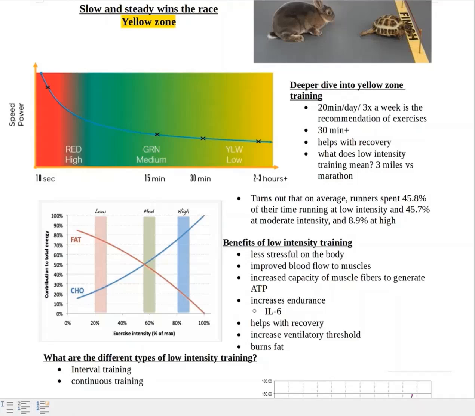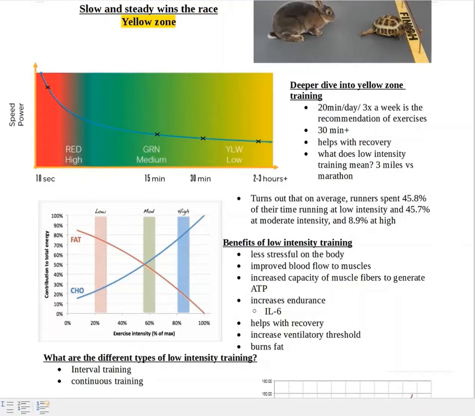Another benefit that we kind of fall into is that it helps our brain recover from the day. And then the last, it increases our ventilation threshold. Well, we'll talk about this a little bit later on. And the last one, as I talked about previously, it actually burns fat oxidation.